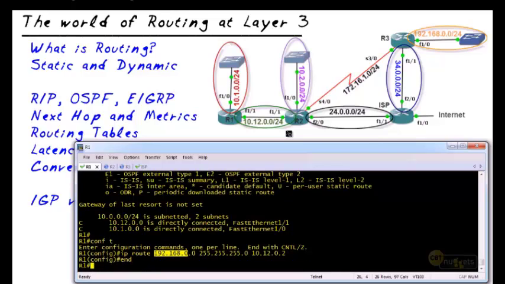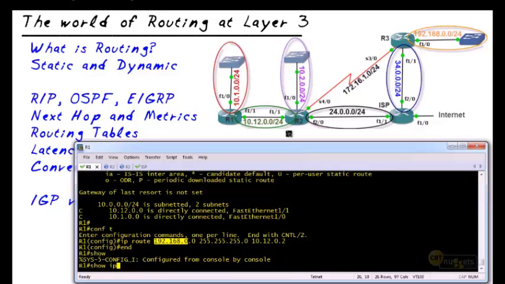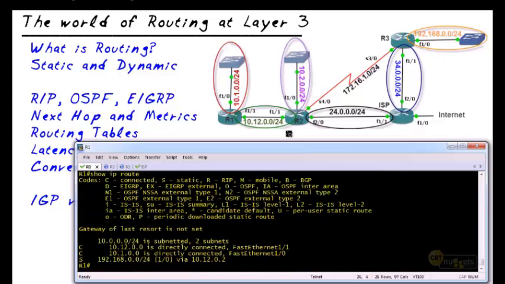Now, if we do a show IP route, the same command we did earlier, previously we only had 2 routes for our directly connected networks. We had the 10.12 network and the 10.1, but the new one is this new S. And if we look at S in the decoder up here, S refers to a static route, and we've just trained this router how to reach the 192.168.0 network, and we're saying that the next hop is 10.12.0.2.